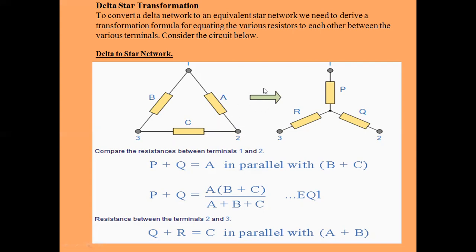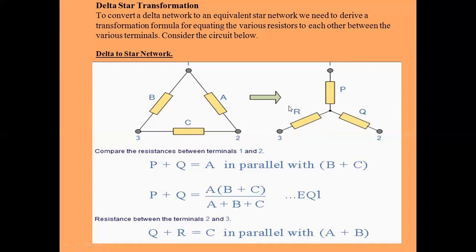Now consider the circuit here. This is a delta connected network. These three resistances A, B, and C are connected in a delta fashion, that is, a triangular fashion. The first vertex of this triangle is denoted by number 1, the second vertex 2, and the third vertex 3. So this is a delta network. Now this network we have to transform into such a star network. Let us see terminal 1, terminal 2, and terminal 3. These three resistances are connected in a star fashion.